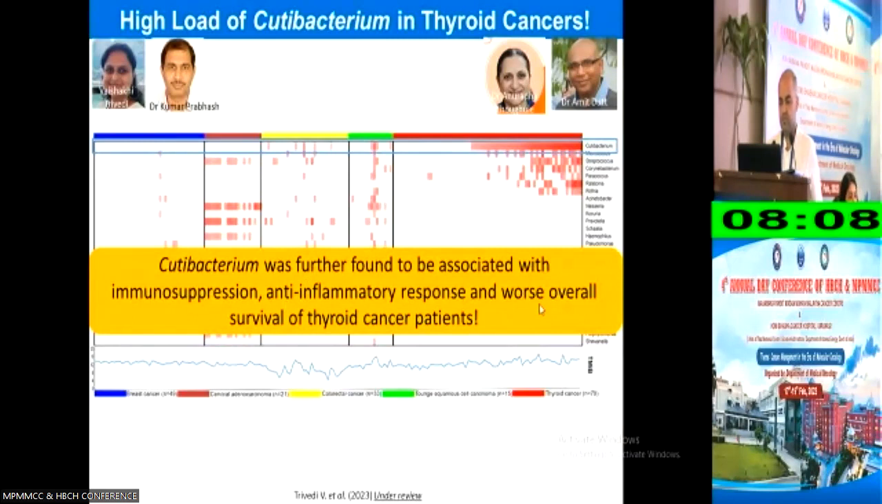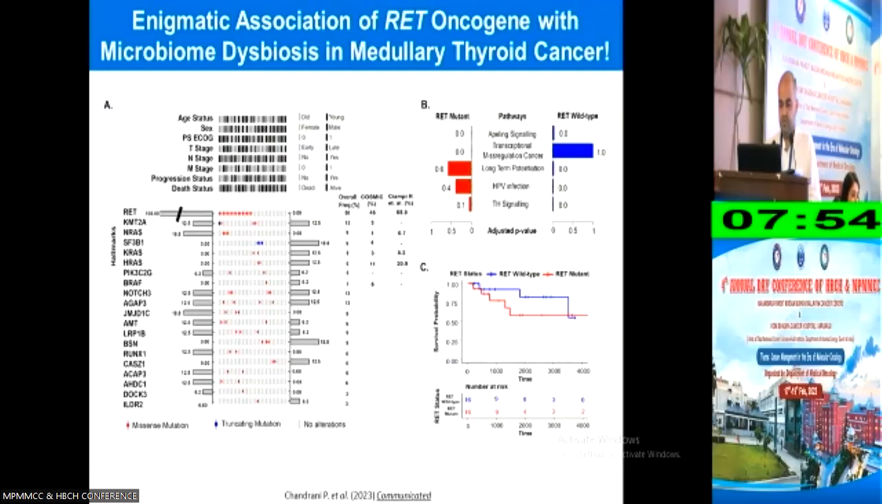So from these three studies, we have seen how individual pathogen-based identification can be useful in various clinical aspects. In all of these assays, we have used the same type of microbiome analysis approach. We take it further by one more step in the next study, where we identify that a RET oncogene in medullary thyroid cancer is directly affiliated or associated with dysbiosis in the microbiome, which is to our understanding the first of its kind observation we have made here.